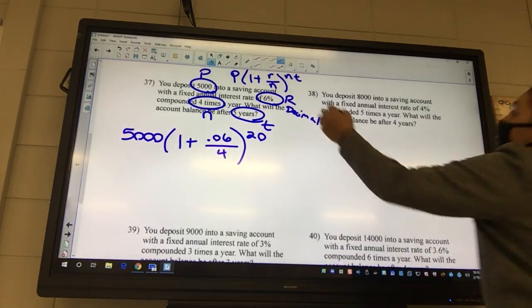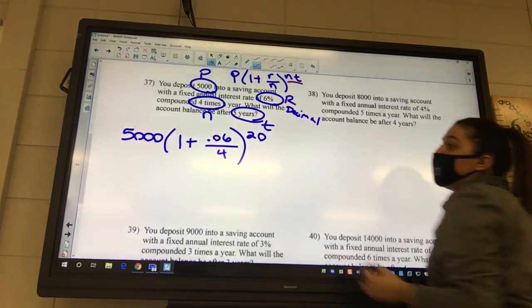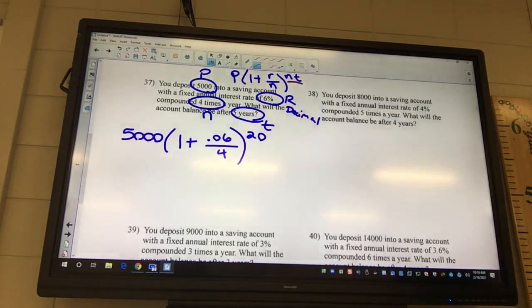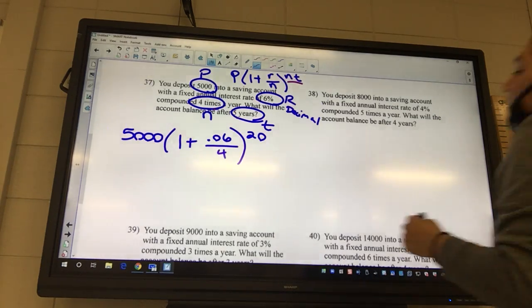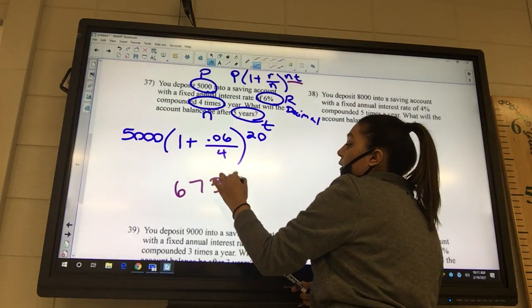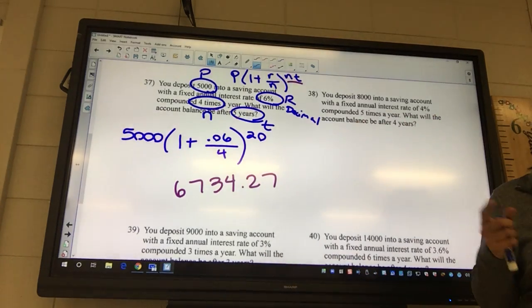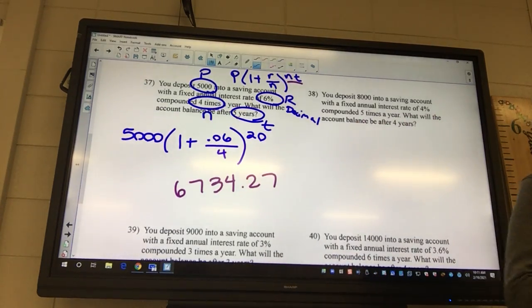So right here, Sam, we got this n times t. So 4 times 5 is 20. Because you can't do that on the calculator with nt. Yes. What did you get? 6,734.27. Somebody else? You got the same thing? Okay, good.